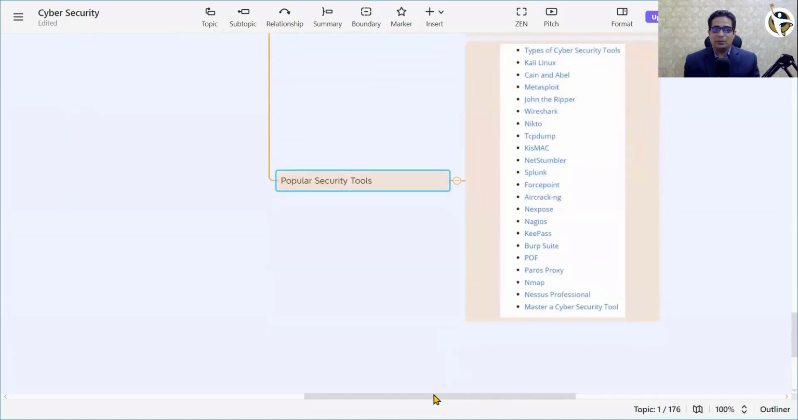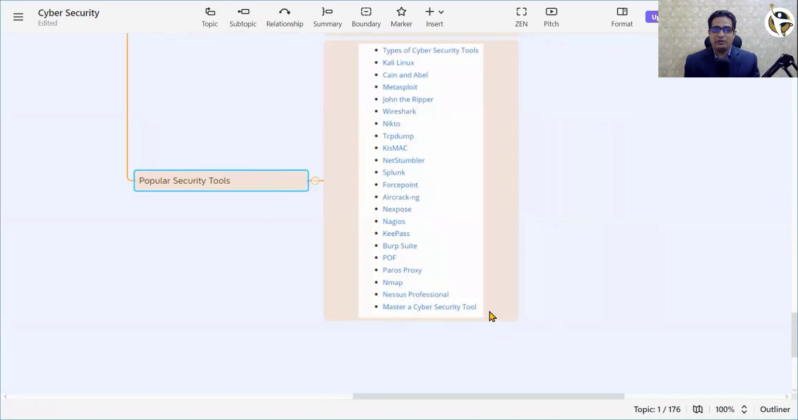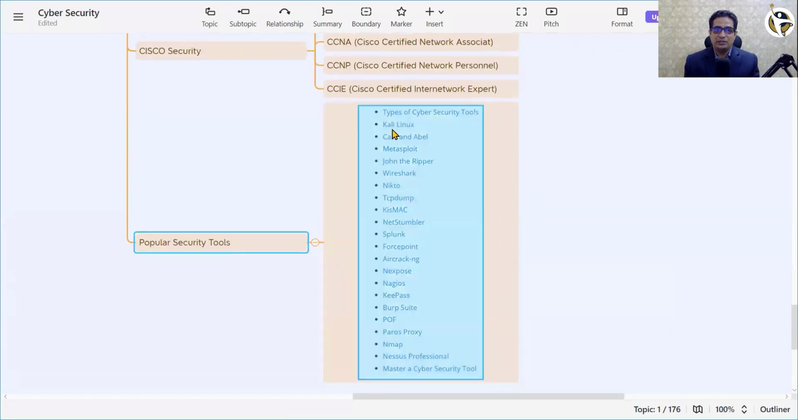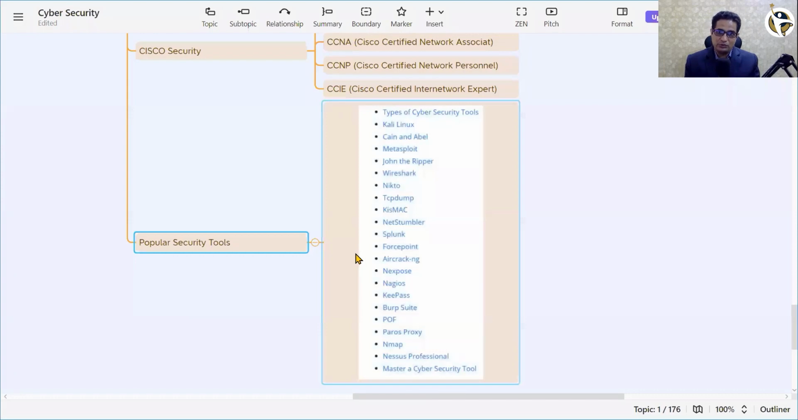Coming to some other popular security tools, you can see this list. Out of that, Kali Linux is very famous when it comes to the implementation of cybersecurity. But apart from that, you can see there are various tools, so you can learn and explore these tools and get to know more details about them. So this is all about cybersecurity and the skills required to be a good specialist.